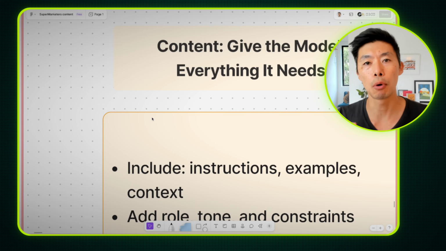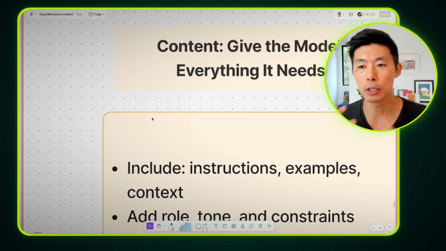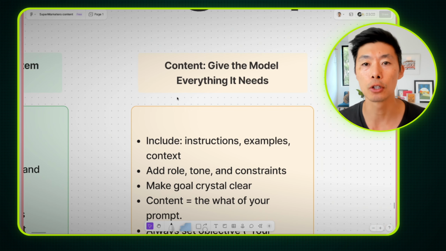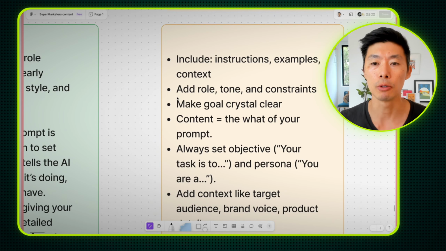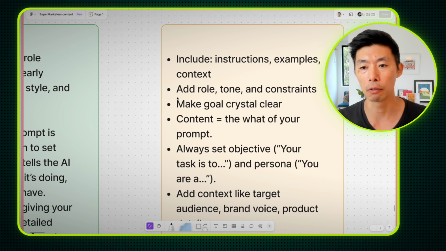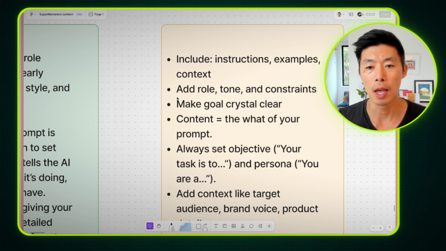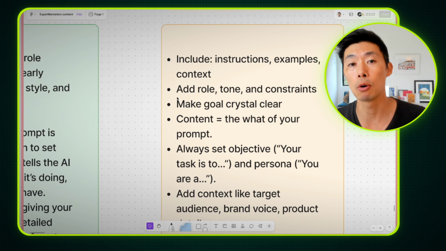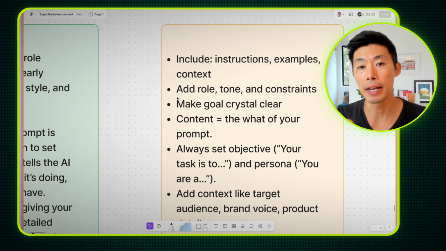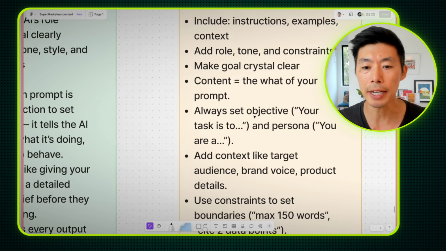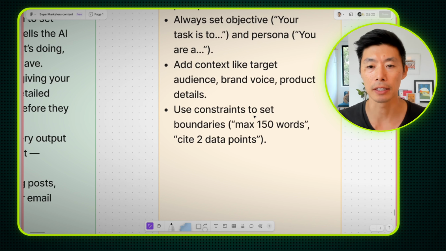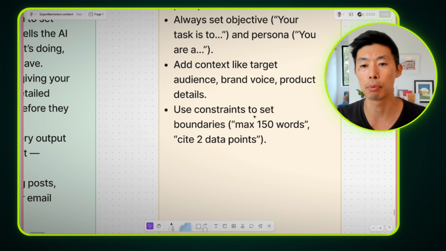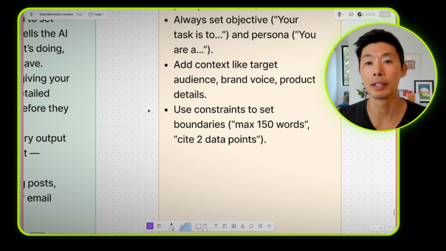But the second point that I think is really important to know is that you want to give the model everything that it needs. The more context and details you provide, the better the output will be. This includes the instructions, like what we just went over, examples, the role, the tone, and making the goal crystal clear. In our example, we're looking for a LinkedIn post that's 150 characters and written in a certain tone. Set your objective, add context, like who the target audience is, the brand voice, the product details, and then any constraints, for example the type of words or the length of the post.